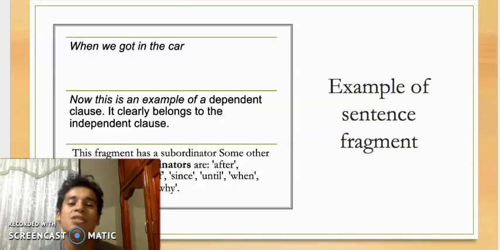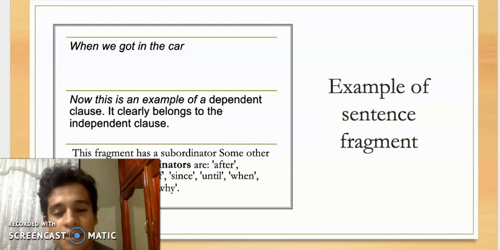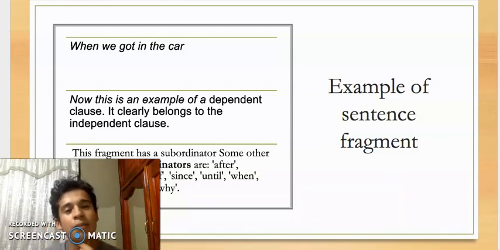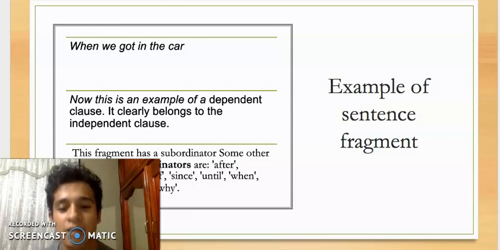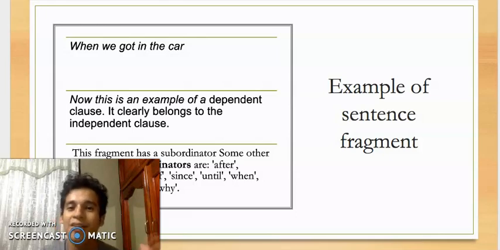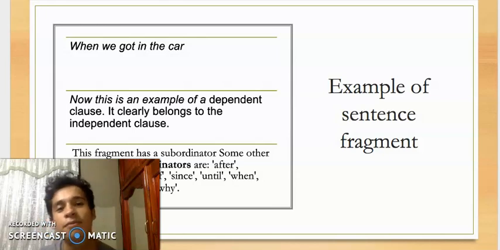Now, here's an example of a sentence fragment. When we got in a car. Now, this is a perfect example of a dependent clause. It clearly belongs to an independent clause. Now, this fragment starts with a subordinate. Some other examples of subordinates are after, although, before, if, since, until, when, where, while, and why.